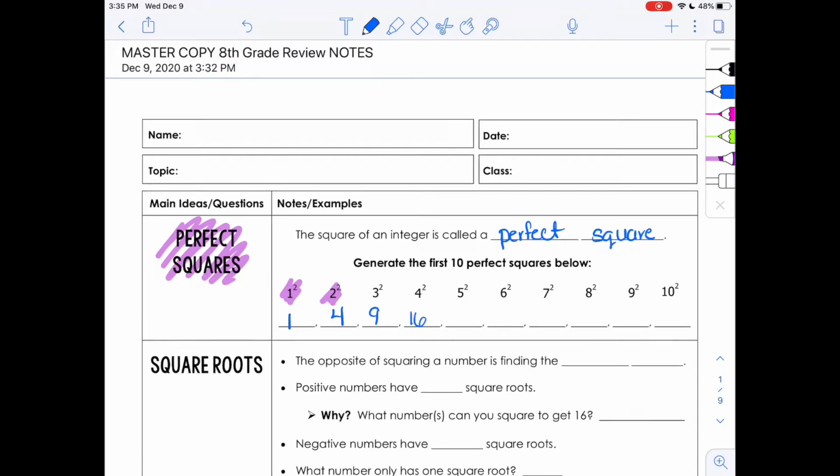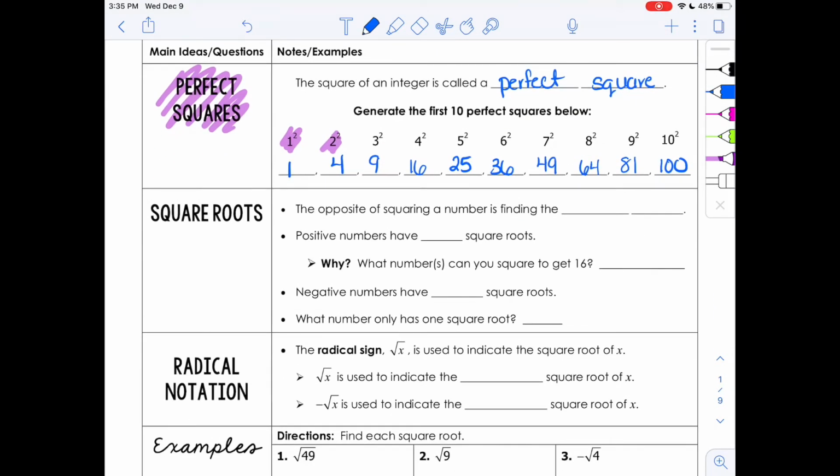5 squared is 25. 6 squared is 36. 7 squared is 49. 8 squared is 64. 9 squared is 81. And 10 squared, 10 times 10, is 100.